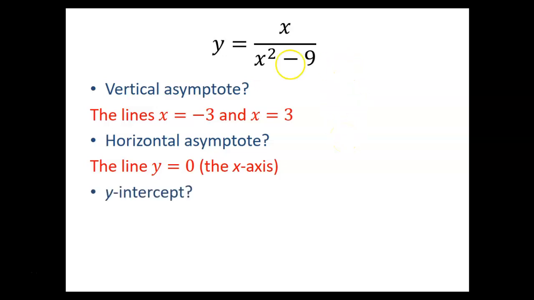What's the y-intercept? Well, if we plug 0 in for x, we get 0 over negative 9, which is 0. So the point (0, 0), otherwise known as the origin, is the y-intercept. And that's also the x-intercept. That's the only point where y is 0, when x is 0.